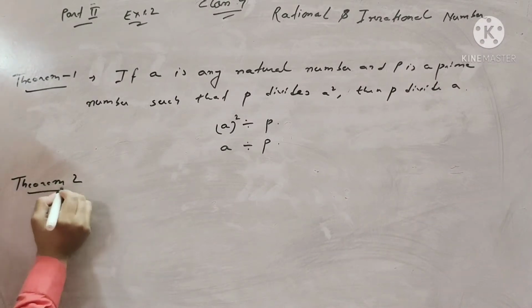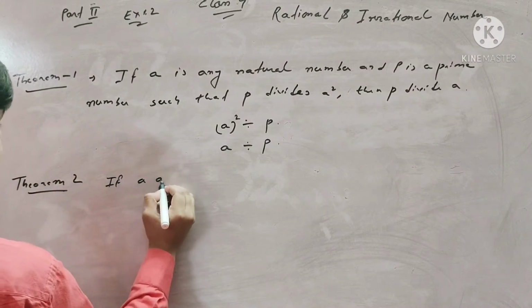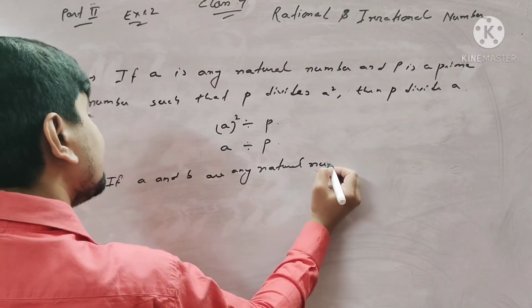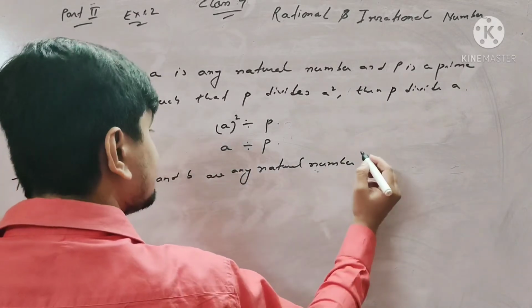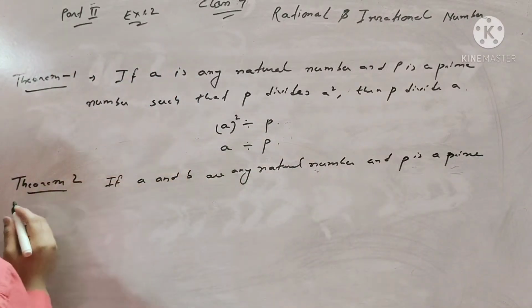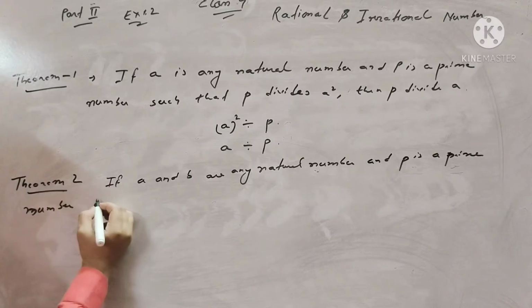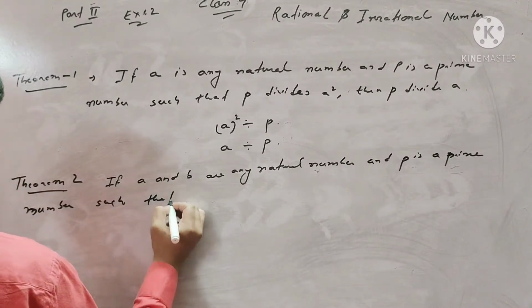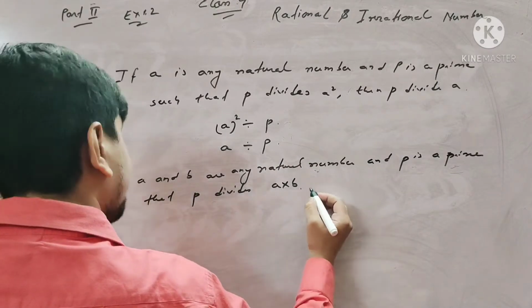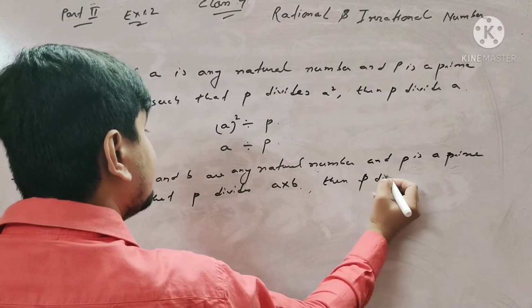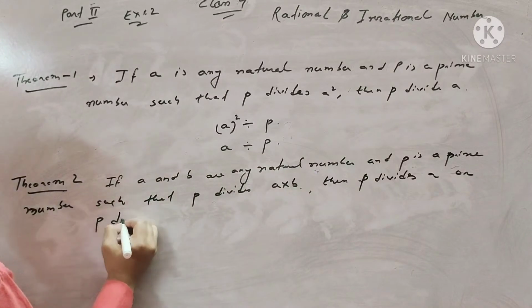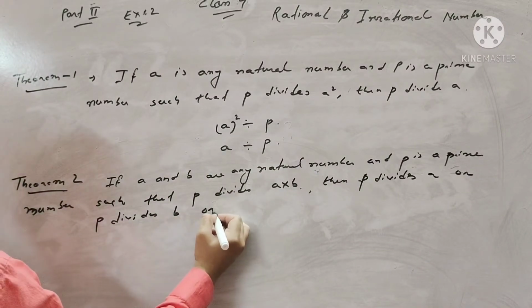Theorem 2: if a and b are any natural numbers and p is a prime number such that p divides a into b, then p divides a or p divides b or both.